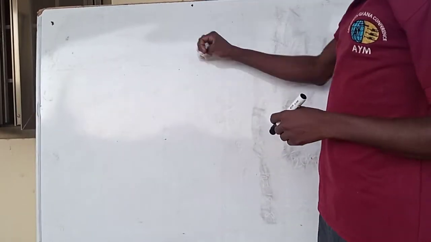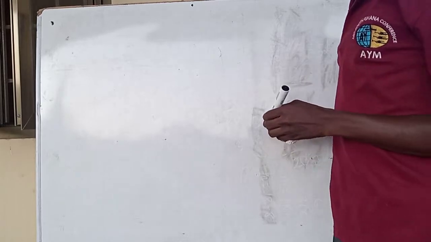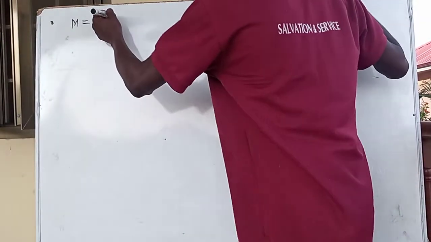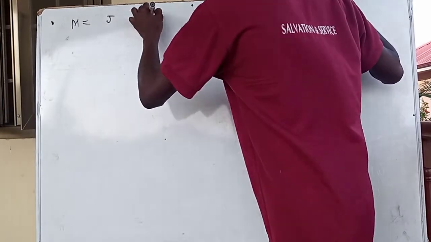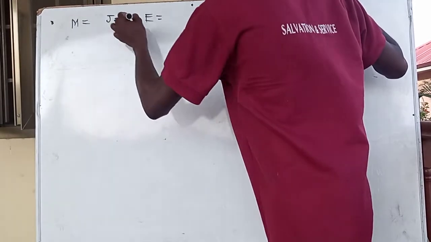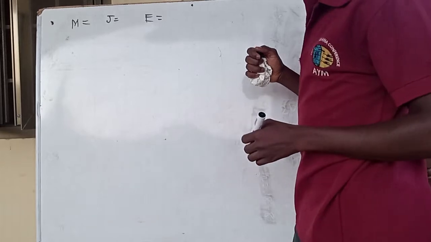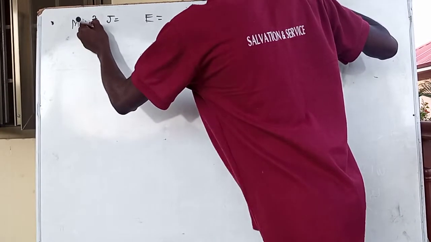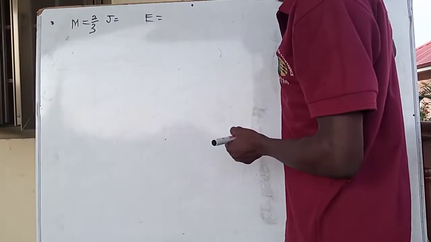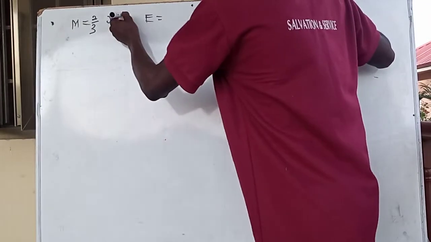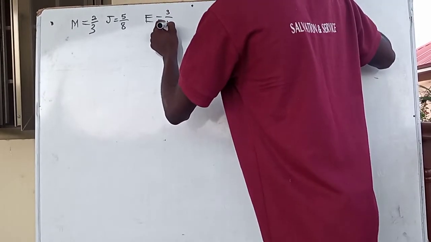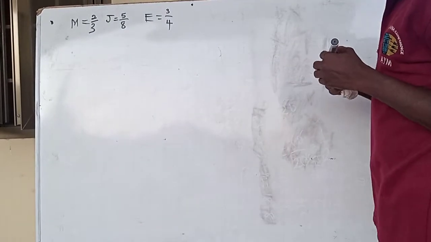So let's go. The probability that Manful, let's make it M, John, and Ernest will pass an examination are 2/3, 5/8, and 3/4 respectively. So see, the word is respectively. So 2/3 represents Manful, 5/8 is for John, and 3/4 is for Ernest.